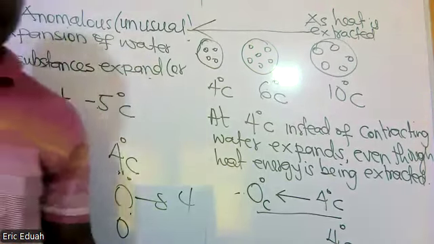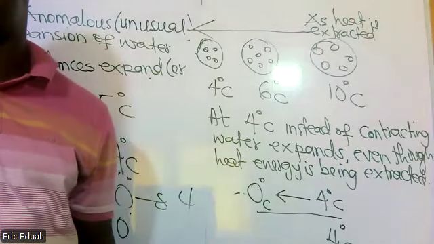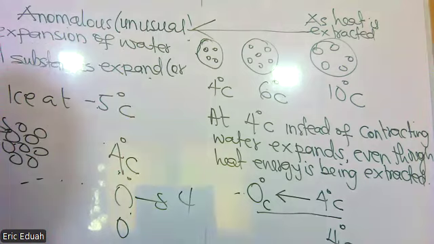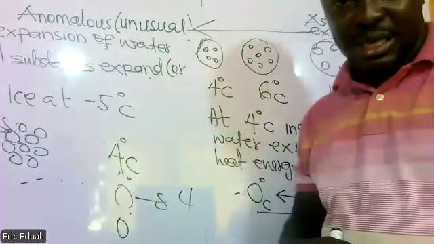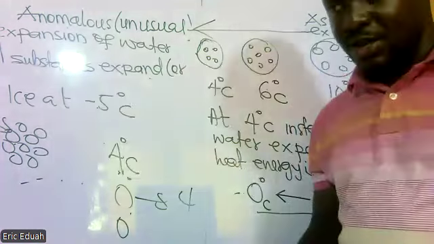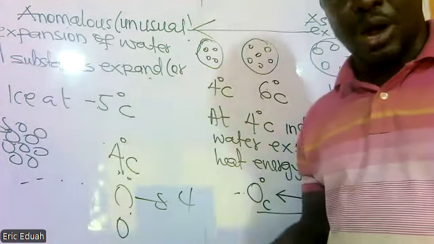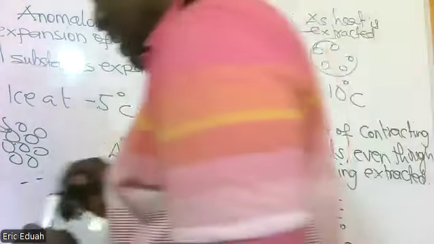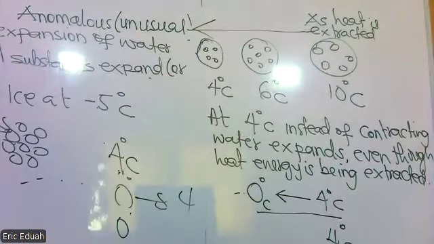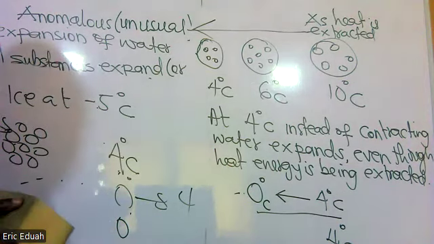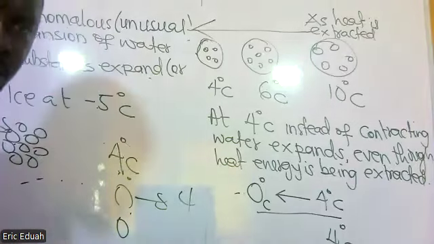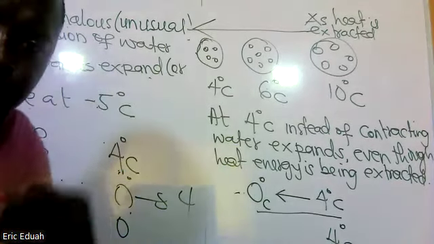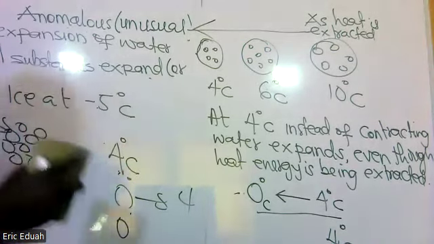All right, so this is the concept of anomalous expansion of water. Now, this anomalous expansion of water in very cold regions has some positives or benefits to aquatic life. So let's look at how anomalous expansion of water is beneficial to very, very cold regions of the world, and how it protects or benefits aquatic lives.